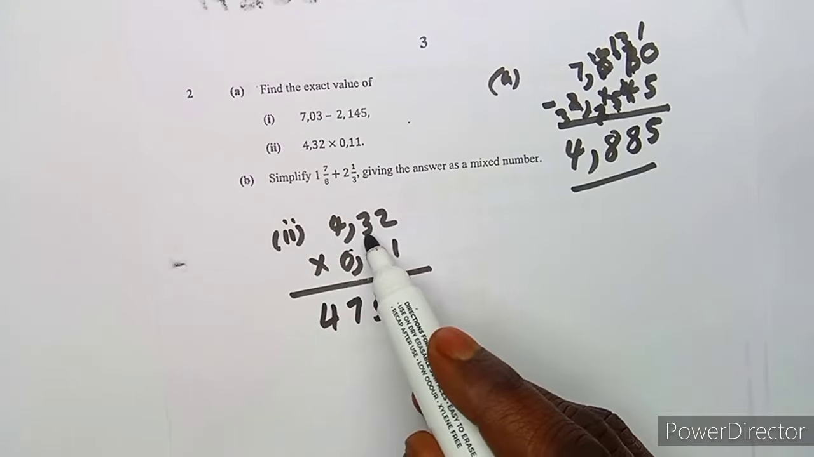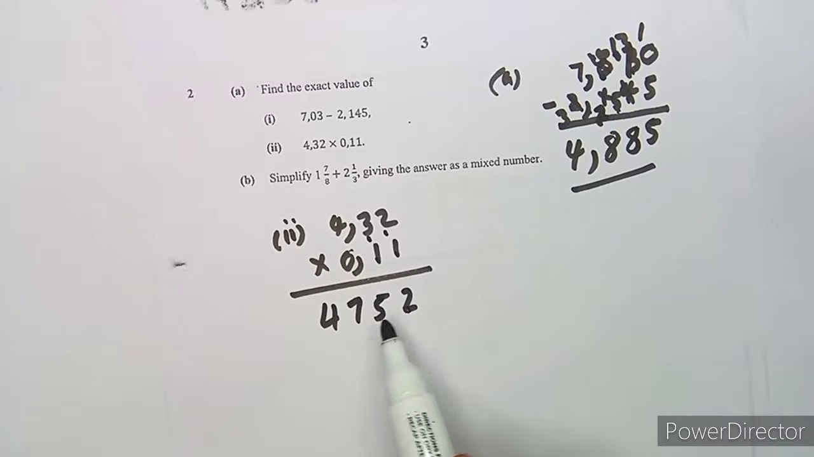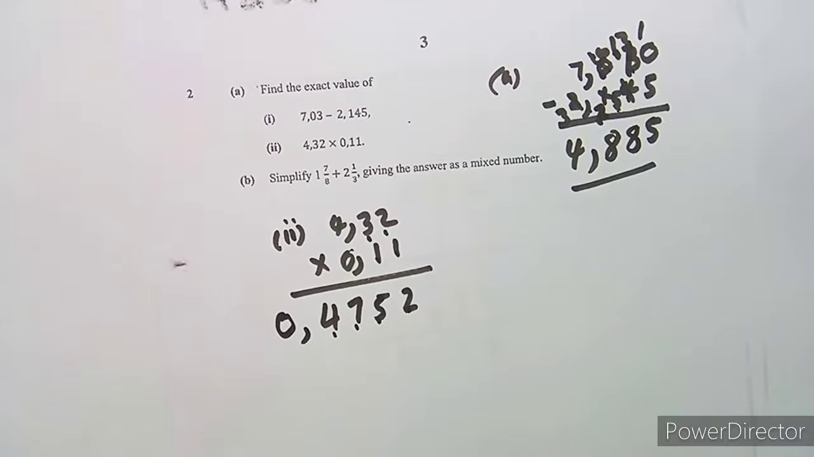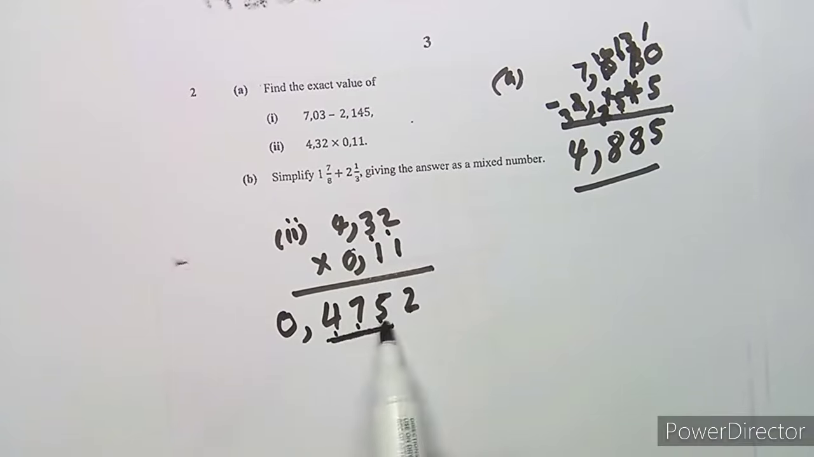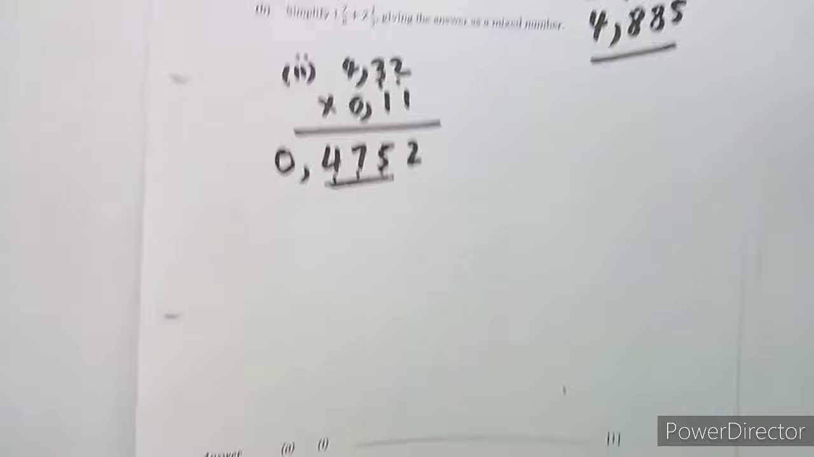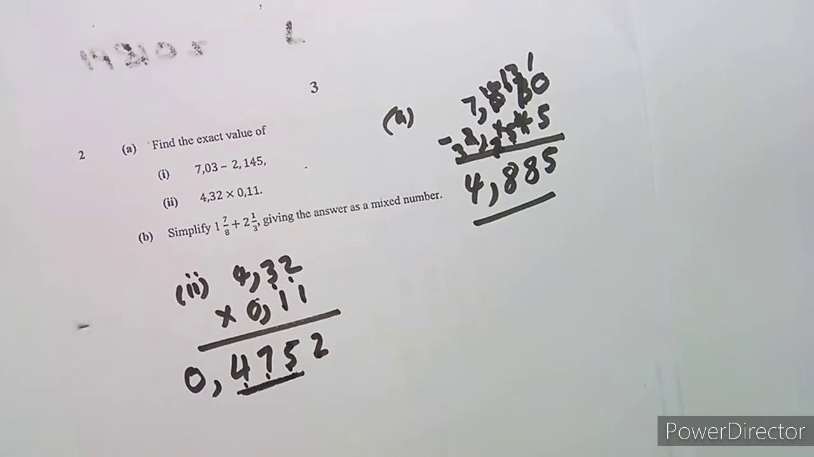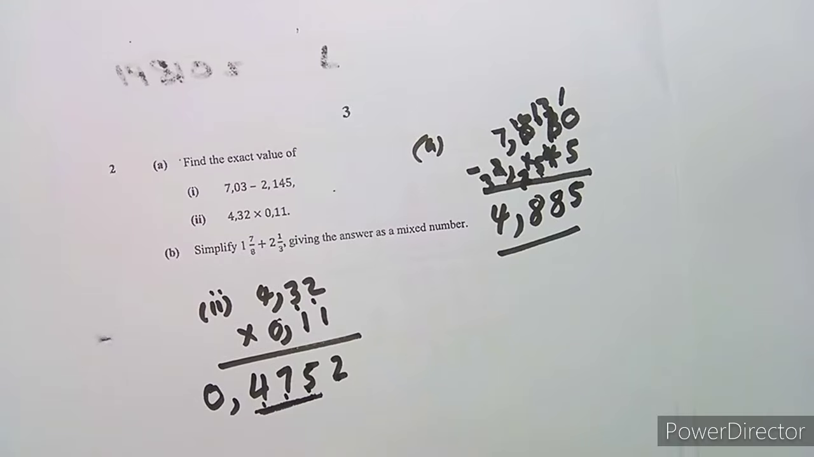But how many decimal places do you have? 1, 2, 3, 4. So you've got 4 decimal places. So it's going to be comma 0 like that, because you're supposed to have 4 digits after the comma. All right, then you write your answers where you're supposed to write them. So in this case, I'm just calculating. I'm not focusing on each of the answers here.